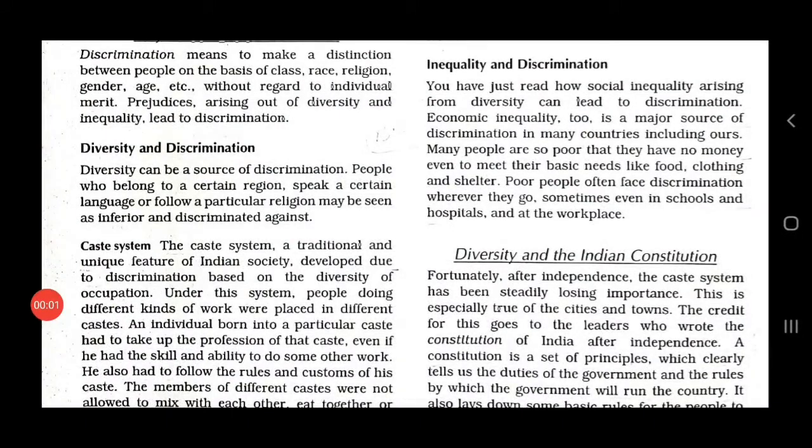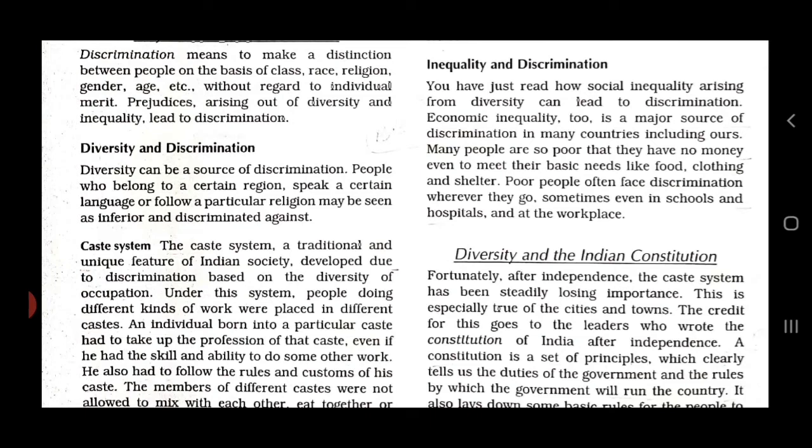Now, you all are aware of the fact, children, that many people are so poor that they have no money to meet their basic needs, basic necessities of life. And you all know what the basic necessities of life are? Food, clothing, and shelter. So many people are so poor that they cannot afford these basic necessities also.